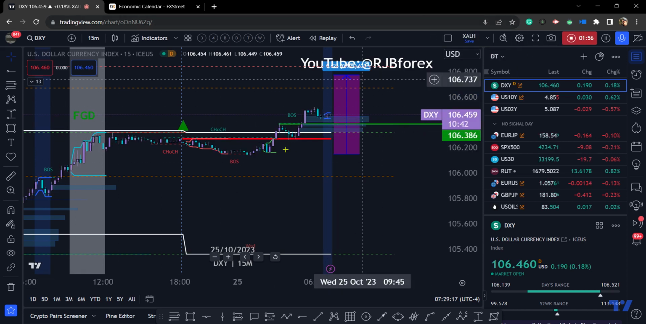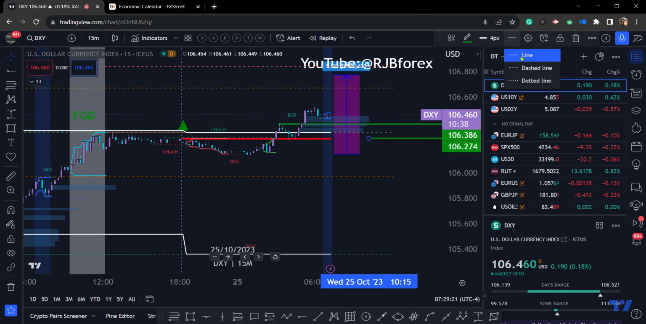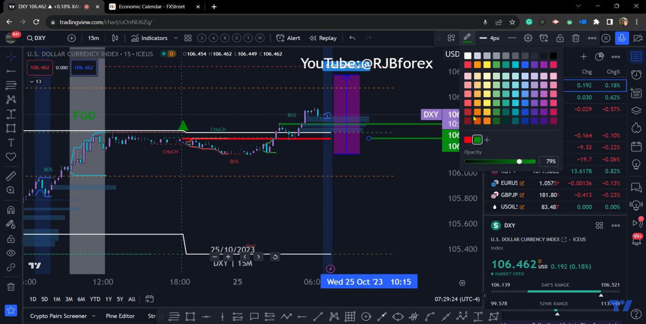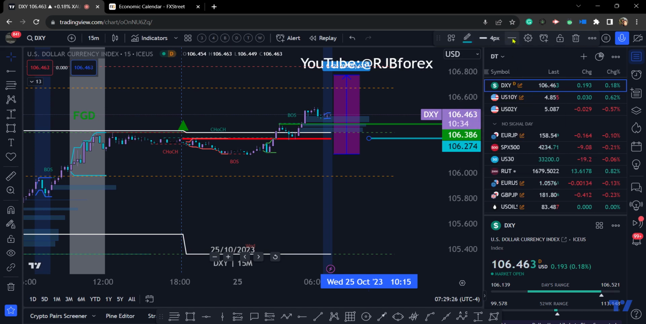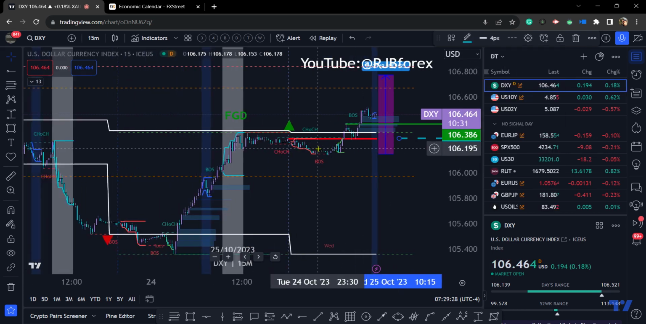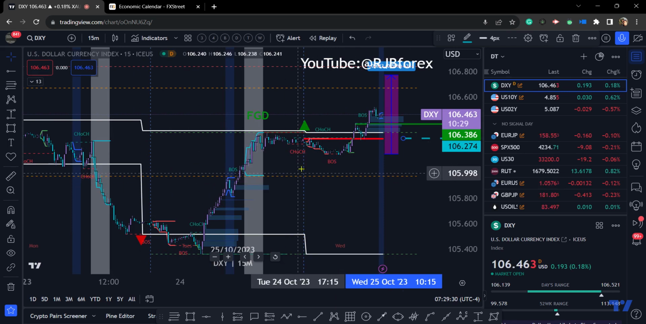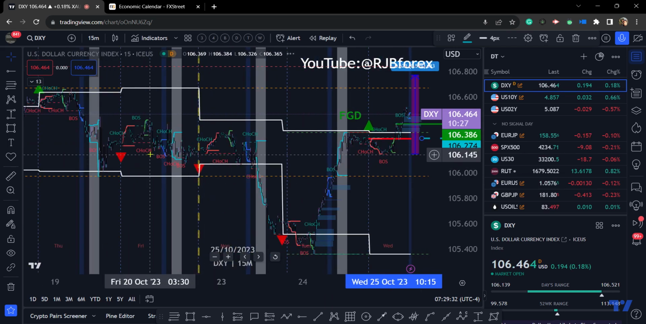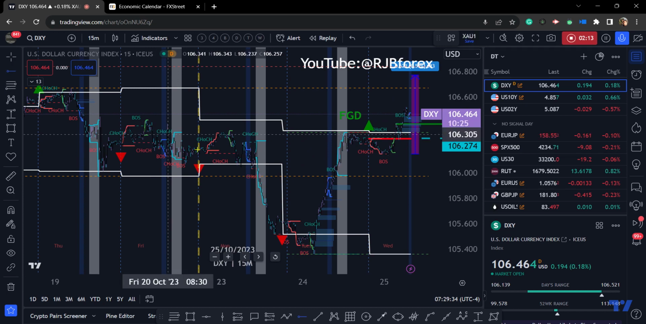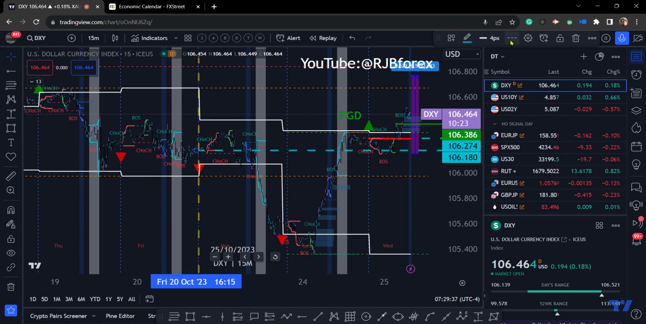I can't seem to get it on for some reason. And I change that color to blue. That's my preferred color for the benchmark, and make it dotted. I want the Friday closing price as well. I want that for the whole week, just as a benchmark as well on the downside.